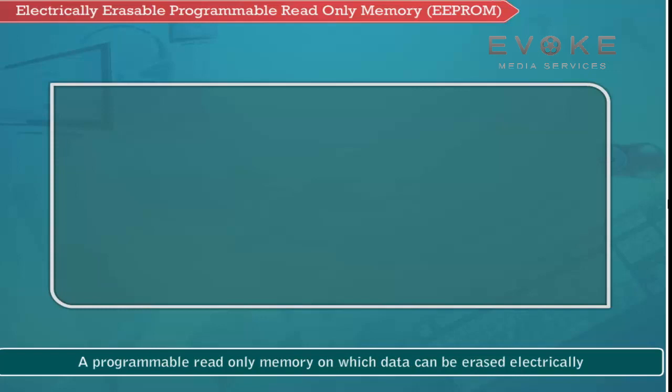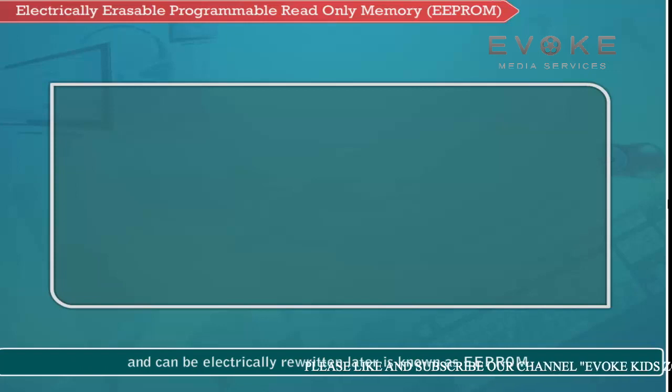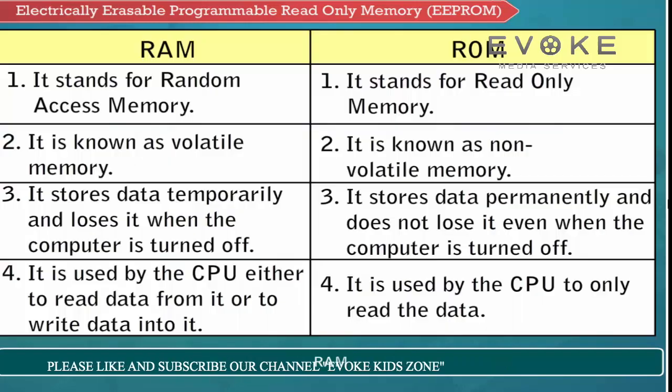Electrically Erasable Programmable Read-Only Memory, EEPROM. A programmable read-only memory on which data can be erased electrically and can be electrically rewritten later is known as EEPROM. The table gives the differences between RAM and ROM.